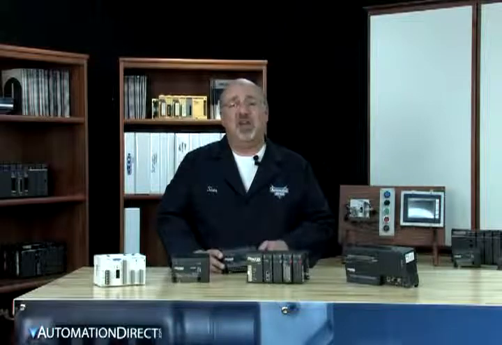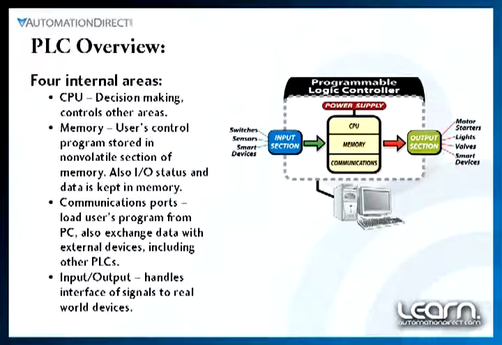We can visualize how a PLC functions by examining the interaction of four internal areas. The primary area is the CPU, or Central Processing Unit. This is the brain, or in other words, where the decision-making takes place. The second area is the memory. This is where the CPU stores the user's control program, the I/O status, and data. The program is stored in non-volatile memory so it is not lost in the event of power failure.